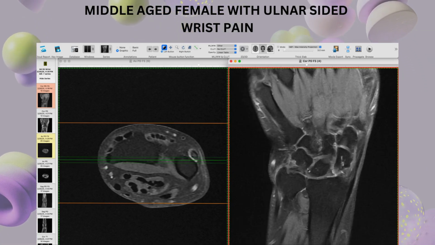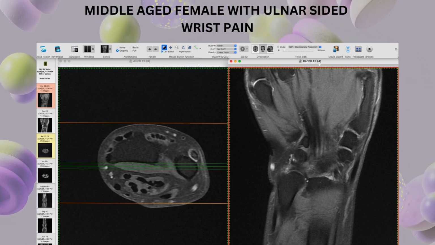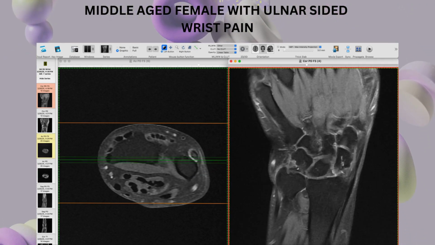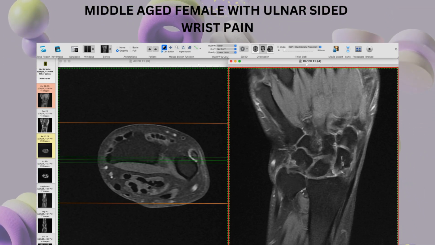Okay, next comes the evaluation of the triangular fibrocartilage, where I see that the radial attachment of the TFCC is normal. However, there is mild degeneration at the ulnar attachment along the fovea and ulnar styloid attachment. There is no evidence of tear in the TFCC.